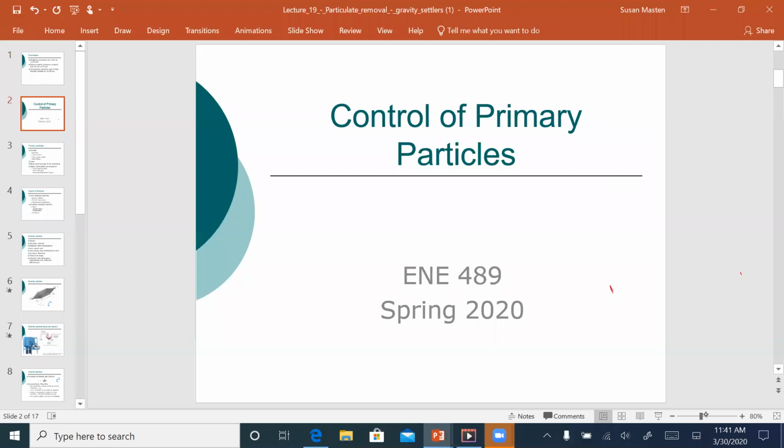So, having gone through modeling, the last real unit that we'll talk about, or major unit that we'll talk about, is control technologies. So we'll start with control of primary pollutants.